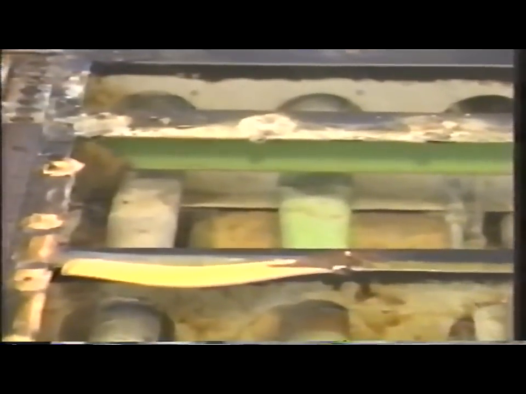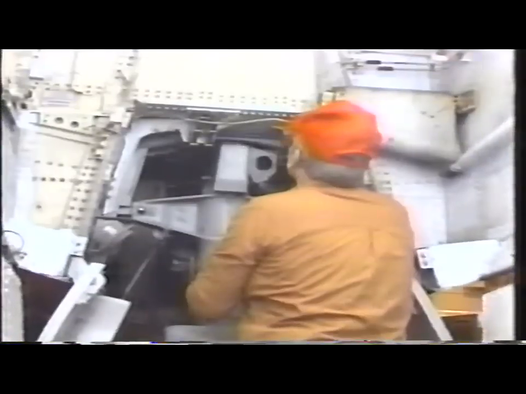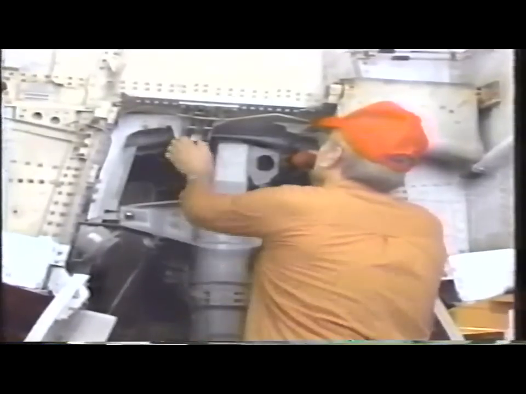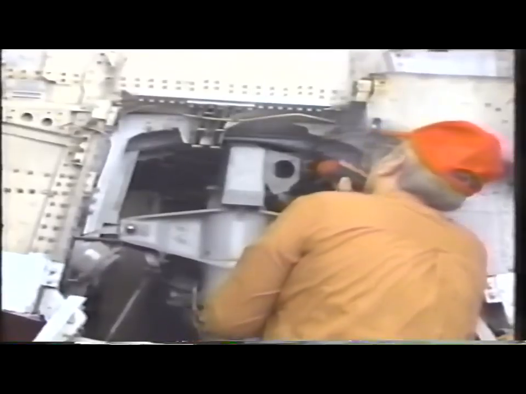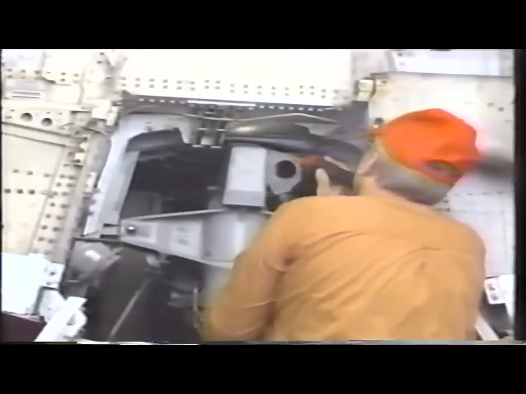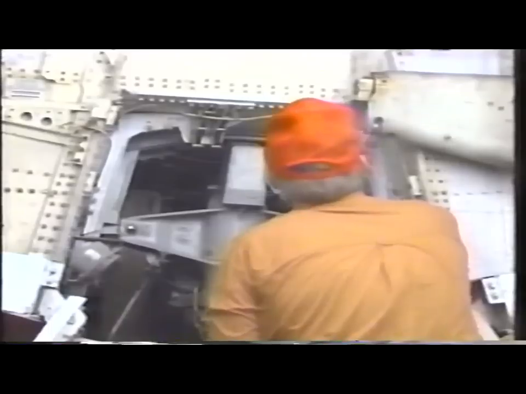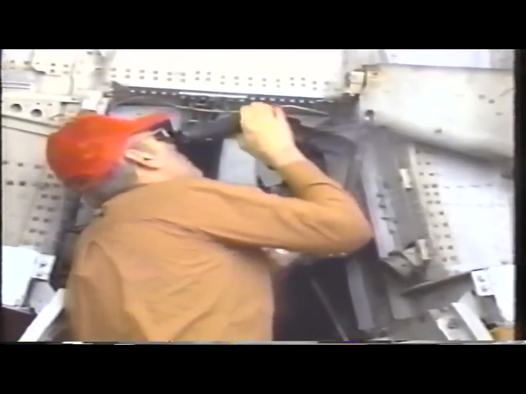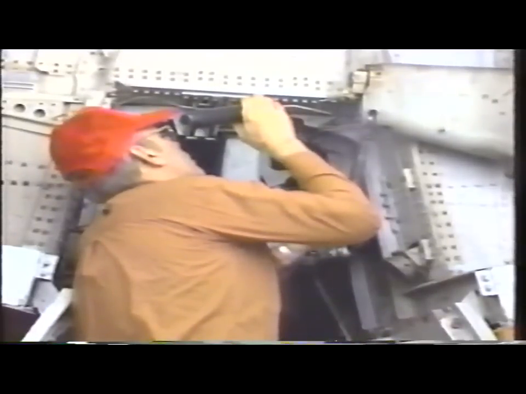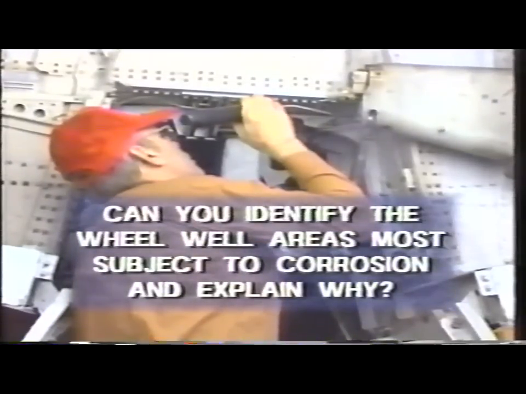The same can be said for cargo areas. Damage caused by spills and residue from cargo can undermine the structural integrity of the aircraft. The wheel well area probably receives more punishment than any other area of the aircraft. It is subject to mud, water, salt, gravel, and other flying debris during flight operations, all of which can contribute to corrosion. Can you identify the areas most subject to corrosion and explain why?